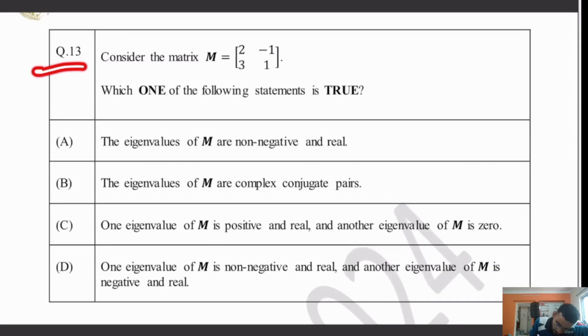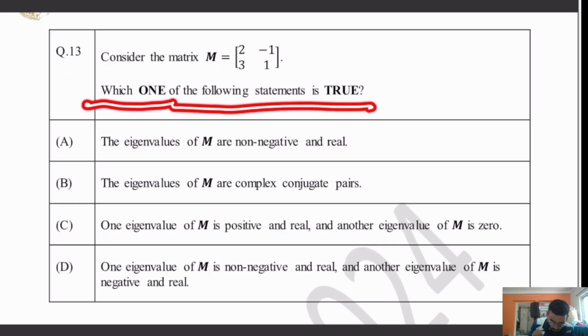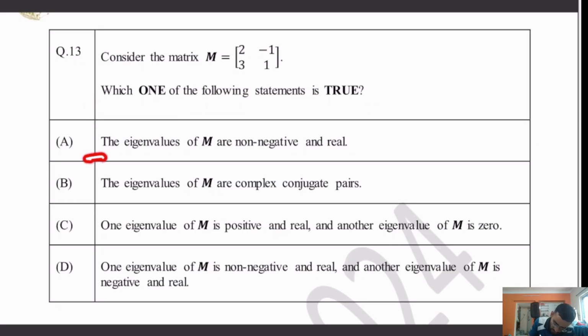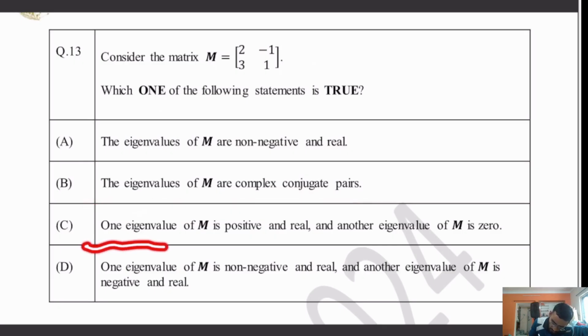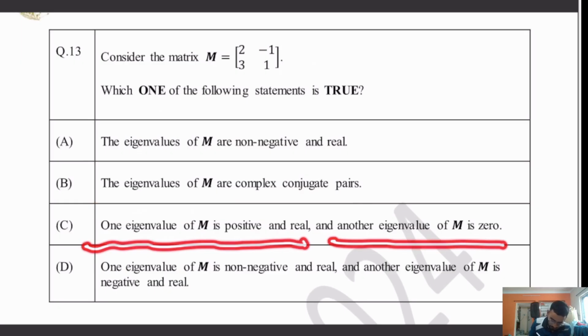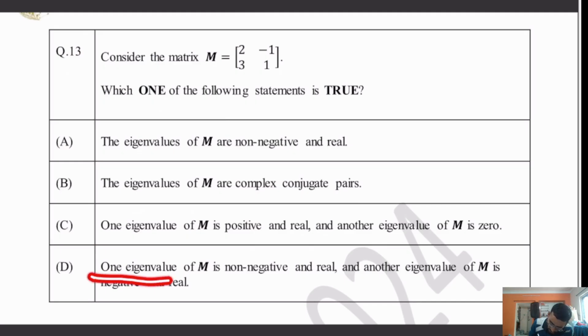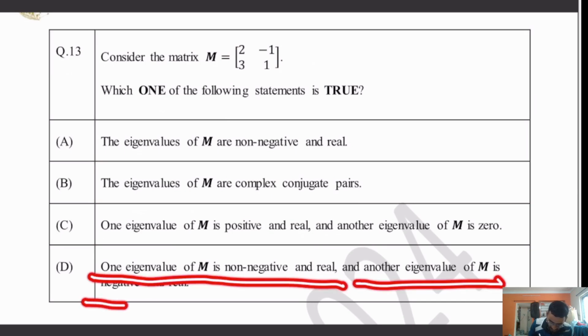So the problem is, consider the matrix M, which is a 2 cross 2 matrix. We need to find out which of the following statements is true. First one is the eigenvalues of M are non-negative and real. Second is the eigenvalues of M are complex conjugate pairs. Third is one eigenvalue of M is positive and real and another eigenvalue of M is 0. Fourth one is one eigenvalue of M is non-negative and real and another eigenvalue of M is negative and real.